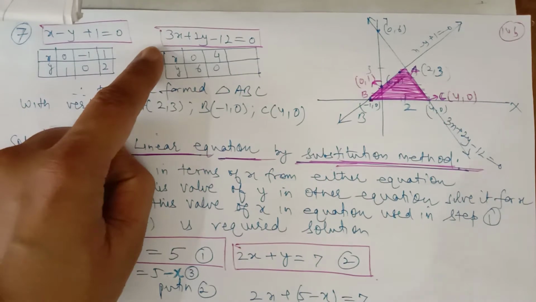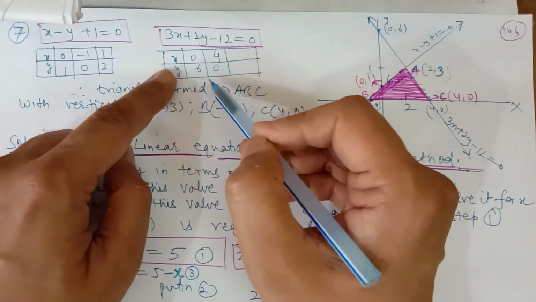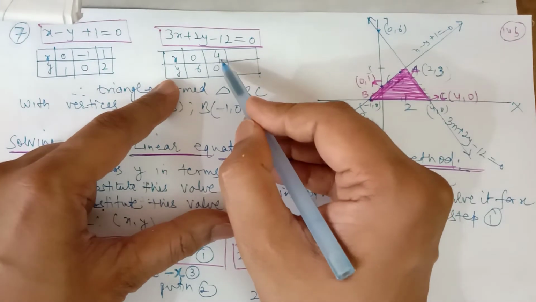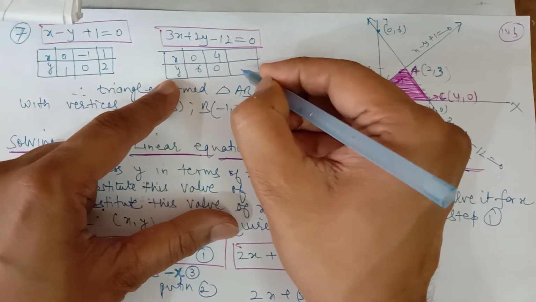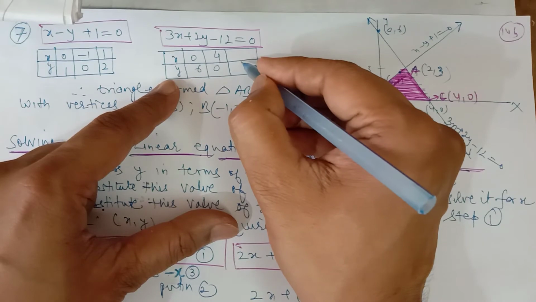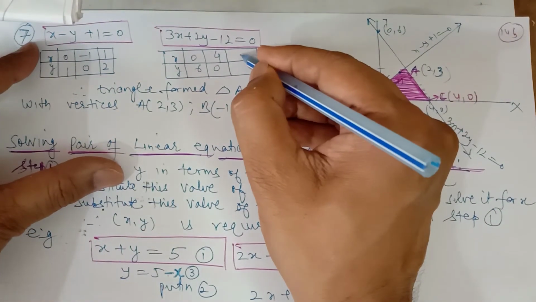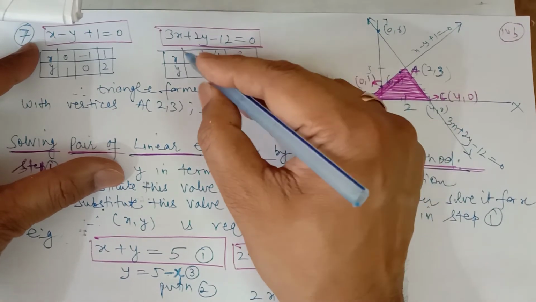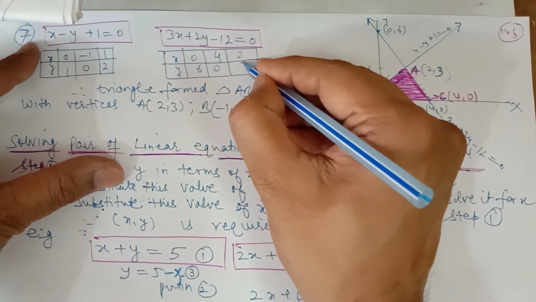Now for this, I've taken x as 0, then y will be equal to 6. I have taken x equal to 4, then y will be equal to 0. Let's take any other solution for this. If we take x equal to 2, then y will be equal to 3.